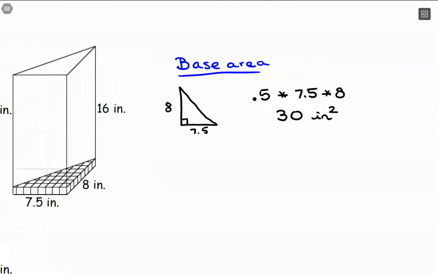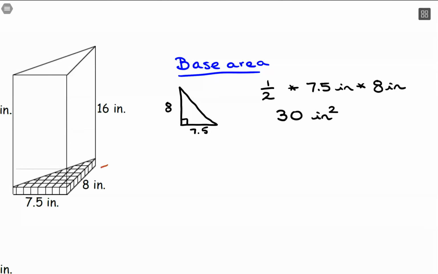And just to go through it like I did up above, that 1/2 piece doesn't have any units. In fact, I'll write it as the fraction. That's just part of the formula. But the base of 7.5 has units of inches, and the 8 has units of inches. So numerically we take 1/2 times 7.5 times 8, which gives us the 30. And then in terms of units, there are no units on the half, but inches times inches will give us inches squared.